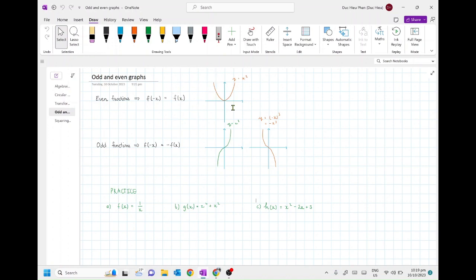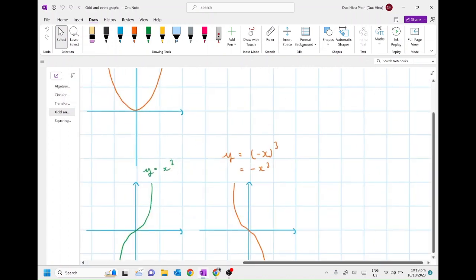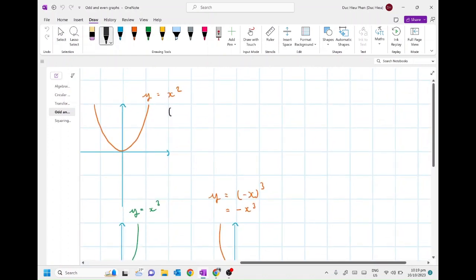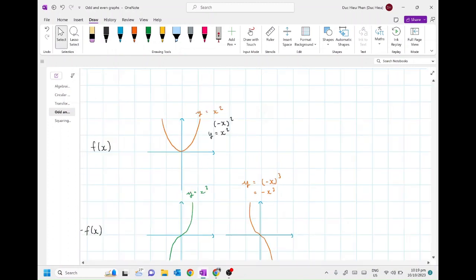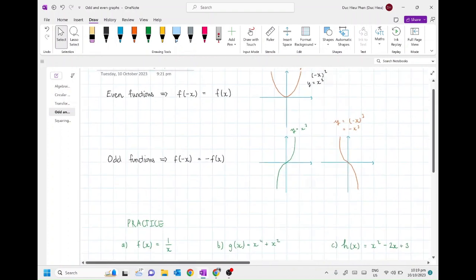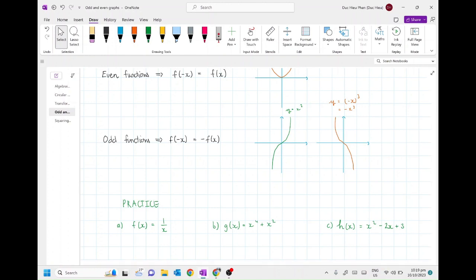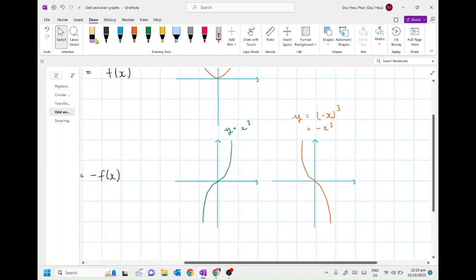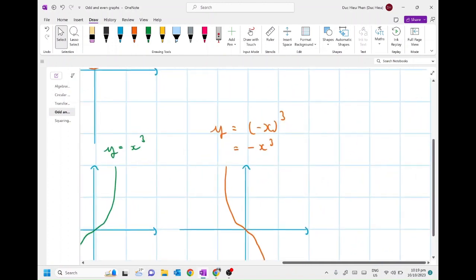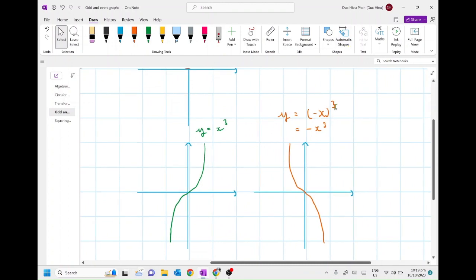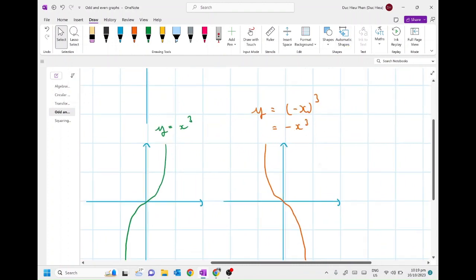This is exemplified by the y equals x squared graph, where if you substitute minus x into this equation, you'll just end up with y equals x squared. The function is unchanged. Meanwhile, odd functions are when if you put minus x into the function, you'll end up with the function times -1, minus f(x). This is exemplified by the graph of y equals x cubed, where if you substitute minus x into the equation, you will end up with a minus of the function.